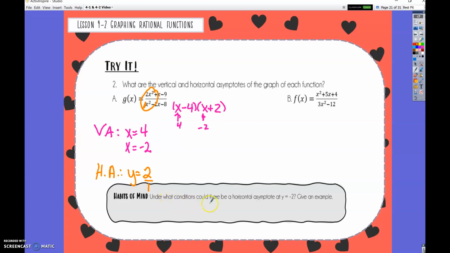One little habits of mind down here, it says, where would there be an equation where the horizontal asymptote is at -2? You could make anything you want. You could say -2x to the 9th plus 7x squared minus 3 over x to the 9th plus 5. As long as these have -2 over 1 and the powers are the same, you'd find your horizontal asymptote to be at -2.